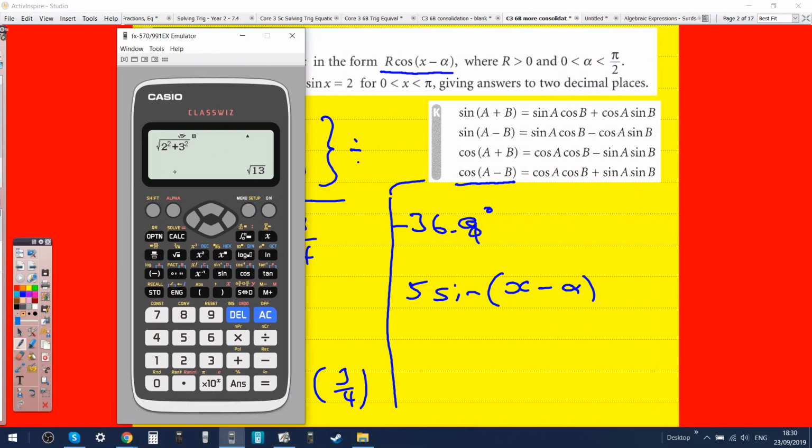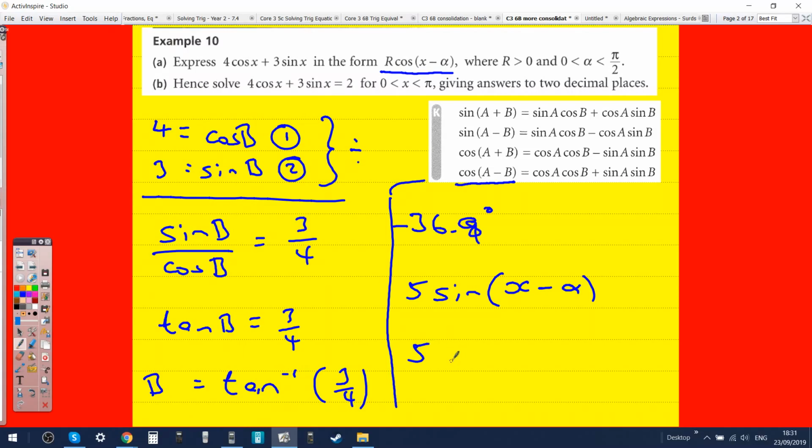Hang on, I'm in radians. Arctan of 3 over 4, and I'm not getting a negative number? Yeah, no, I got 36.9, but I put negative because of the bracket. So it's 5 sine x minus 36.9. Would that be okay? Yep, that's the answer. We should have gotten a positive answer so that when we put it in, it looks negative.